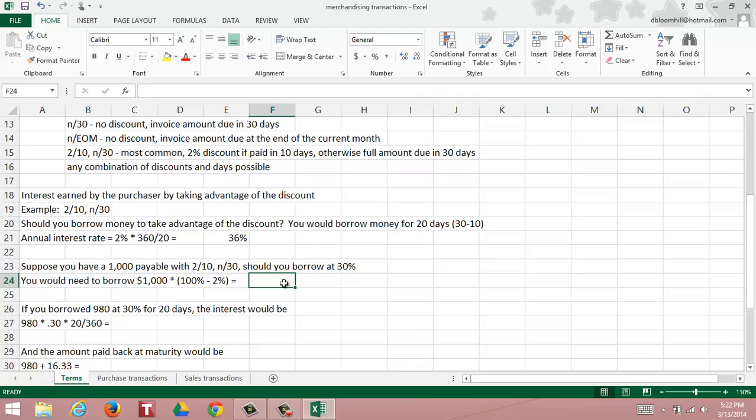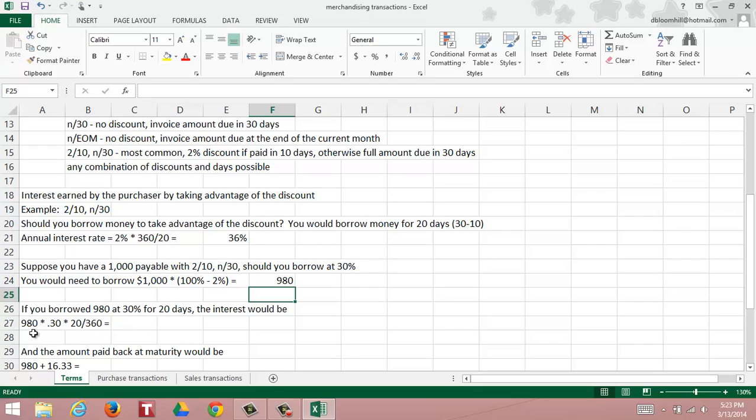Well, you would not need to borrow $1,000 because what would happen is you'd get the 2% discount. So to pay in the 10 days, you'd take away 2% of your $1,000 and you'd only need to borrow $1,000 multiplied by 100% minus 2%, which would be $980. So you'd borrow $980 today and pay the vendor. Then you'd owe the bank principal plus interest. The person who sold it to you would be already paid for.